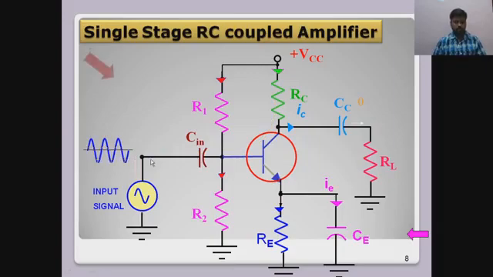See, the output appears here. If you observe both the input and output, there is a phase difference between input and output. See, how much phase difference between the input and output? It is 180 degrees. Okay, so here is the function of the single stage RC coupled amplifier.